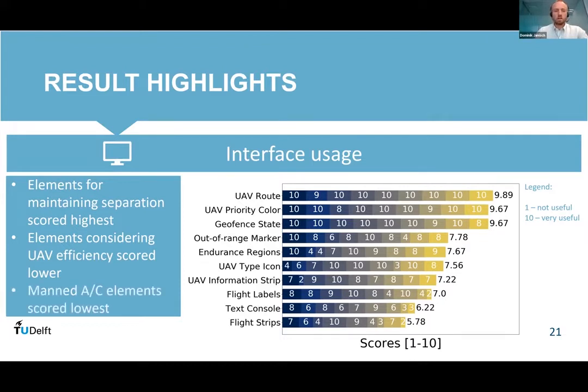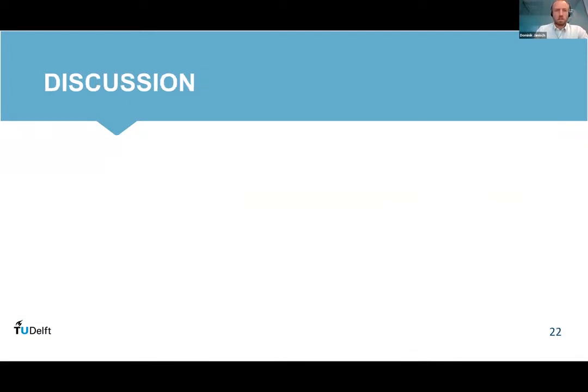And then finally, all the elements which were relevant to manned aircraft scored lowest. This was mostly due to the fact that the controllers were not actively tasked with controlling manned aviation, and therefore also didn't give them too much attention. So these were the main results.